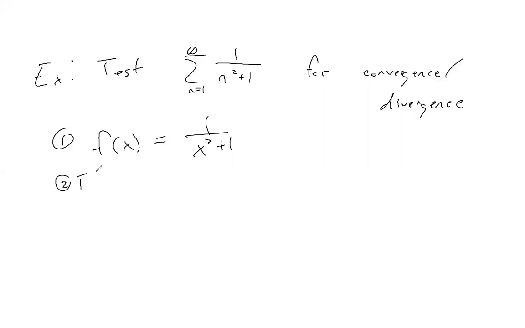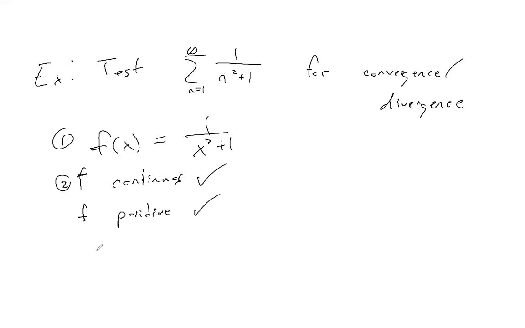Step two is to check f. Is f continuous on 1 to infinity? Yes, because we're never going to be dividing by 0. That's the only thing that could go wrong with this. So f is continuous. Is it always positive? Yes. No matter what x I plug in, this is always going to be a positive number. So f is positive.